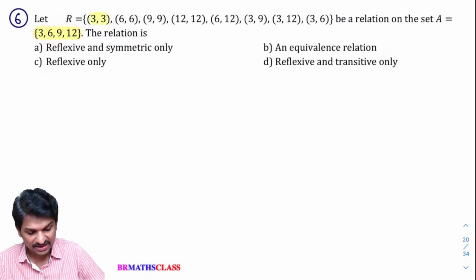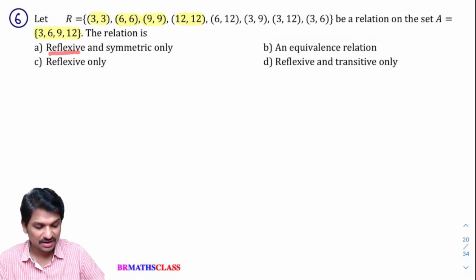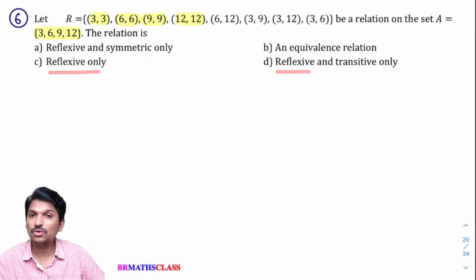3, 3 is there. Yes. 6, 6 is there. 9, 9 is there. 12, 12 is there. So easily we can say that this relation is a reflexive relation. Unfortunately, we cannot strike off any option here. You look here, reflexive is there. In this also, when we say equivalence relation, it must be reflexive. There is a chance of this option also. So, okay, we cannot strike off any particular option at this point.